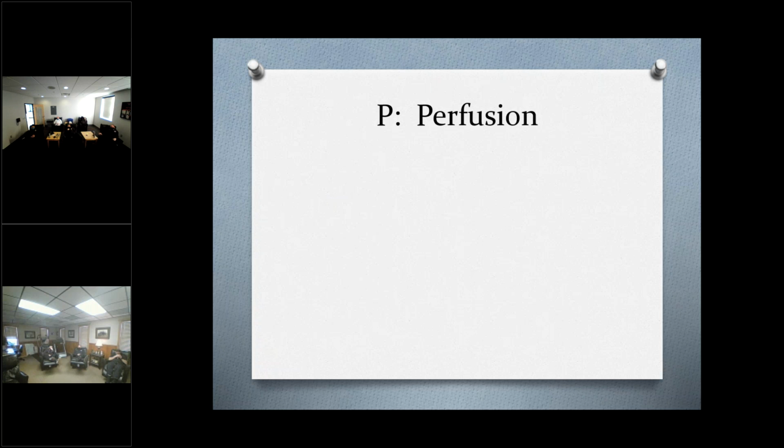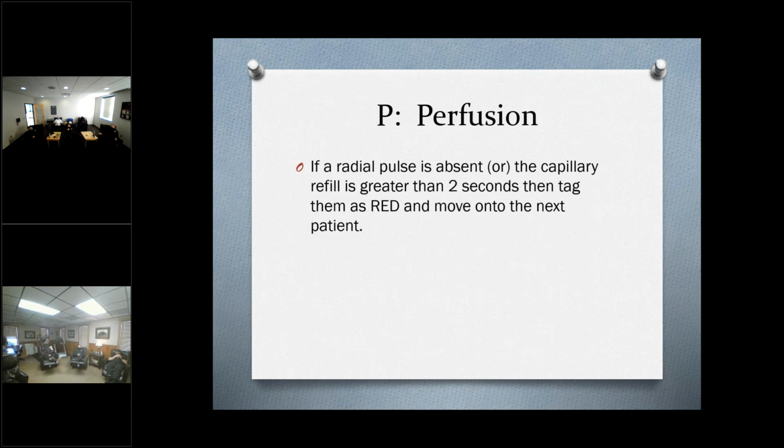So I came across my first patient. They are breathing spontaneously on their own at 24 times per minute. So I'm going to go ahead and move on to perfusion. So perfusion, what we're checking for is a distal pulse or the absence of a distal pulse.